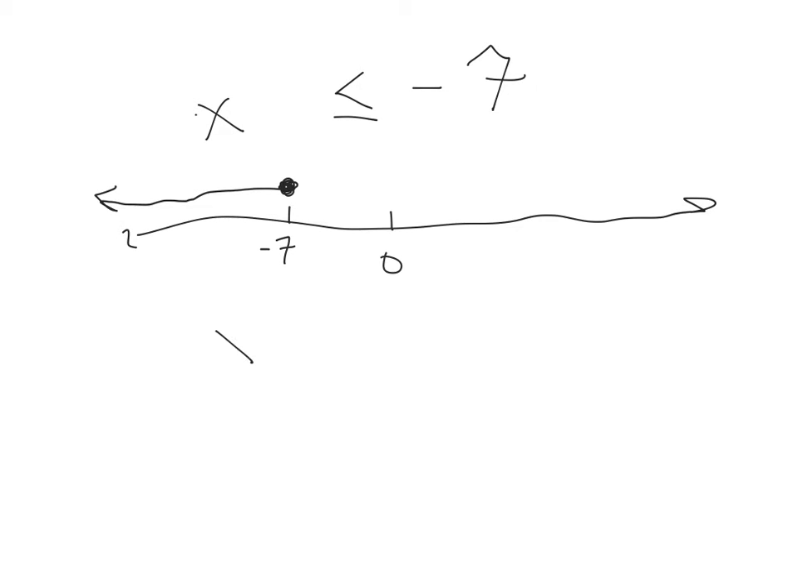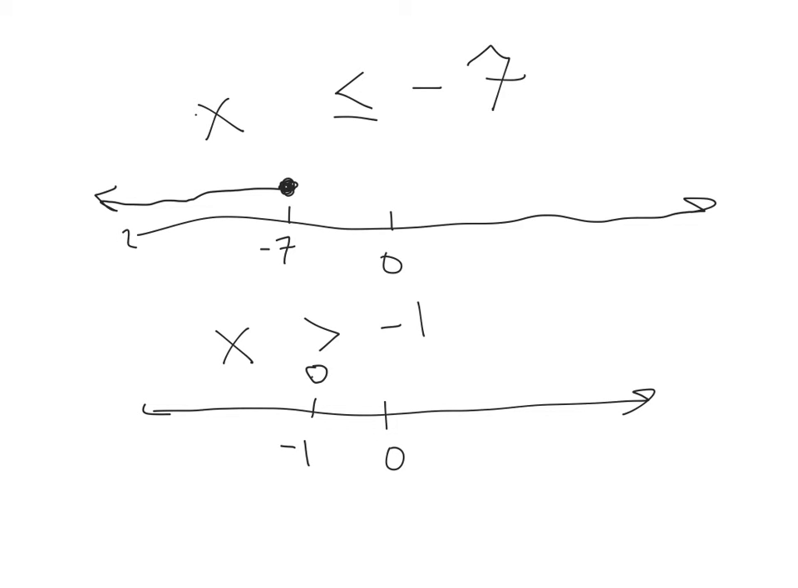If we have x is greater than, let's say, -1, similar process, 0, we mark -1, and then we say, okay, this is an open circle because it's just greater than, and it includes all the values that are greater than -1.